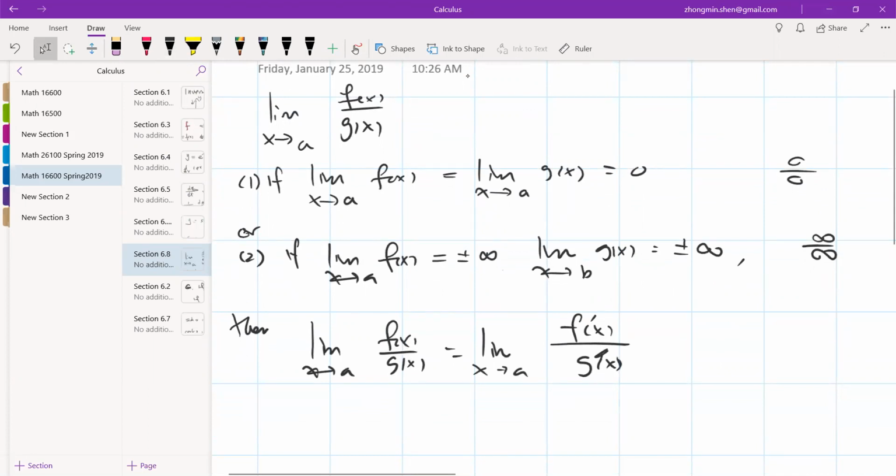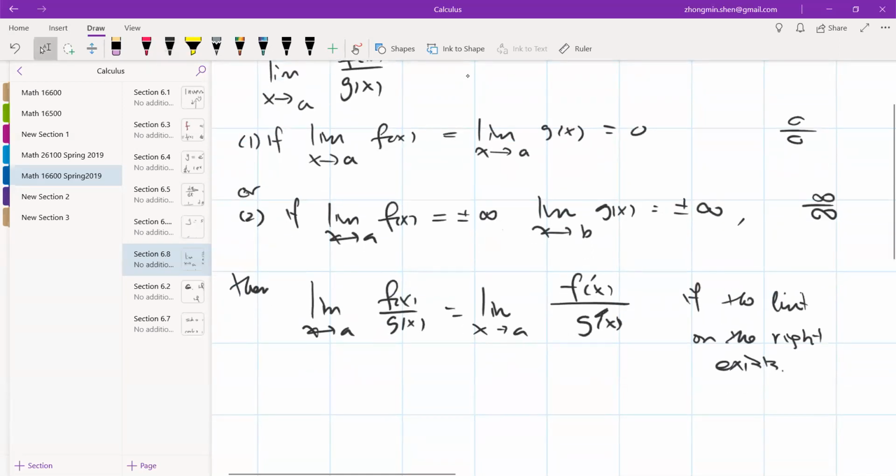So, if the limit on the right side exists, okay? Now sometimes you have to continue. If it's still 0 over 0 type or infinity over infinity type, then you can differentiate again and again. Differentiate the numerator and denominator, then you look at the next quotient.